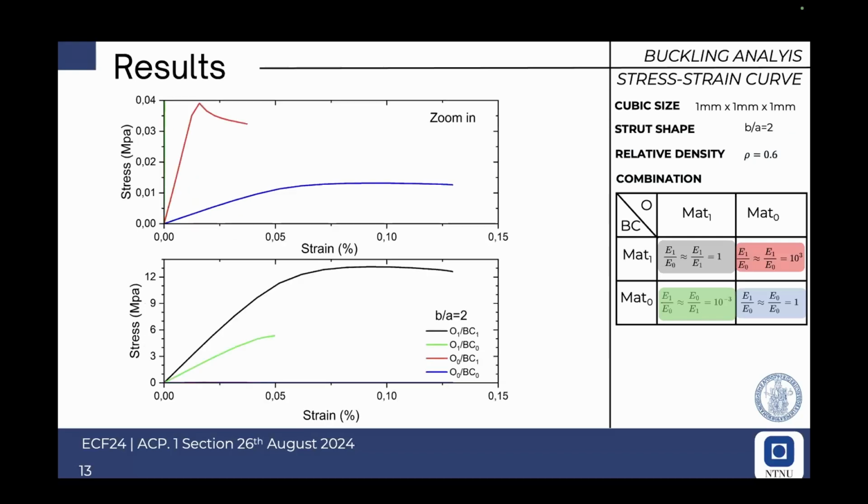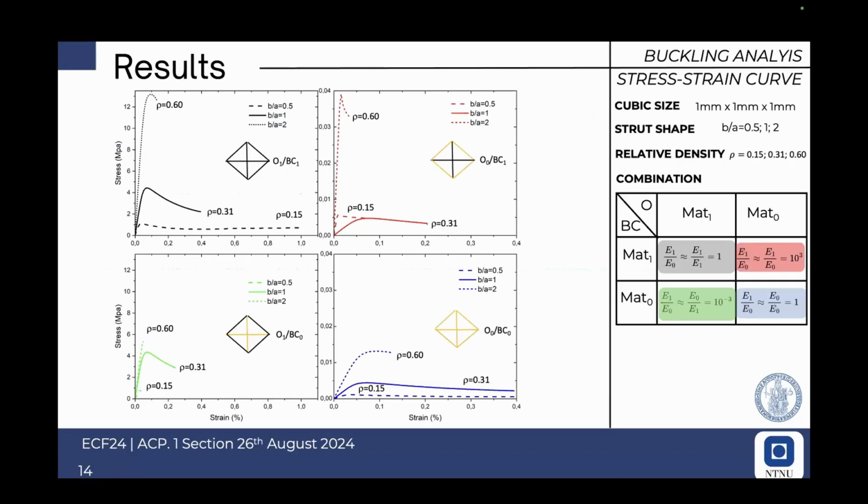In this last result, we have a stress and strain distribution that is a bit different with respect to the previous two slides. The reason is that even if the strut shape is elliptical as in the previous slide, here the relative density is higher. And so we have a change of failure mode from an instability to a yielding failure mode.